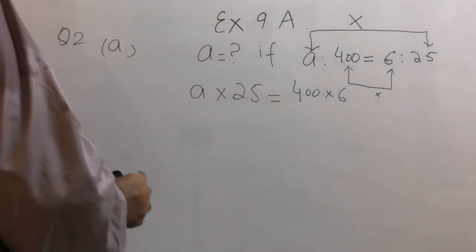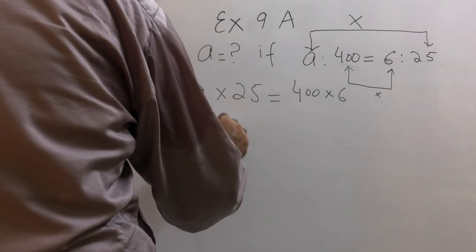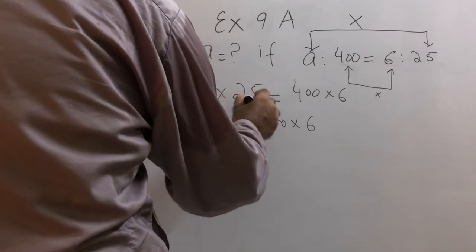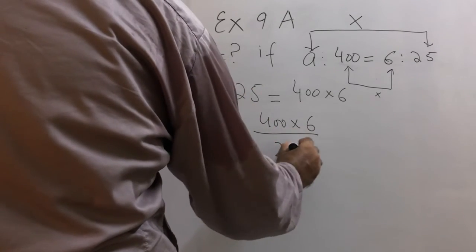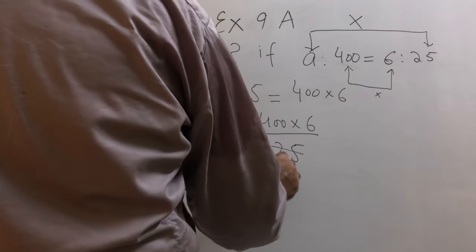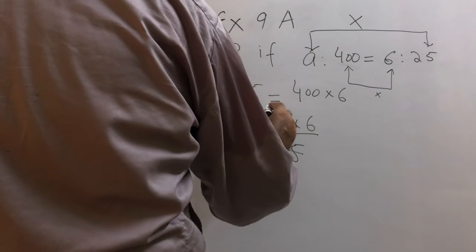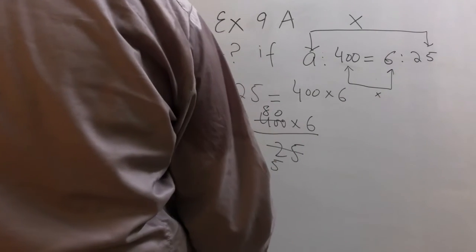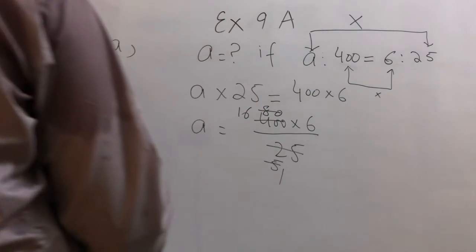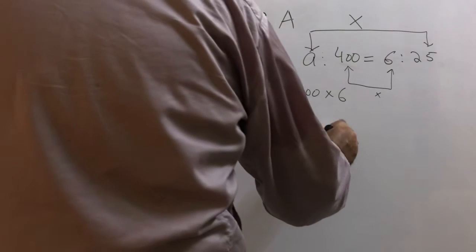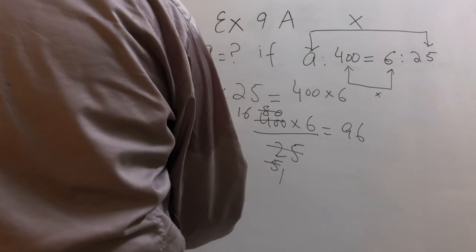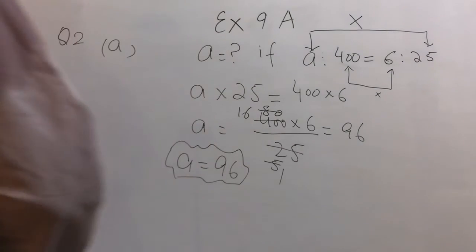Okay. Now we need A. We'll take 25 to the other side. Here it is being multiplied. When it goes to the other side, it will be divided. Now we need to simplify with 5. 5 5s are 25. 5 8s are 40. 5 1s are 5. 16 5s are 80. 16 times 6 is 96. So the value of A is 96. This is the answer for this question.